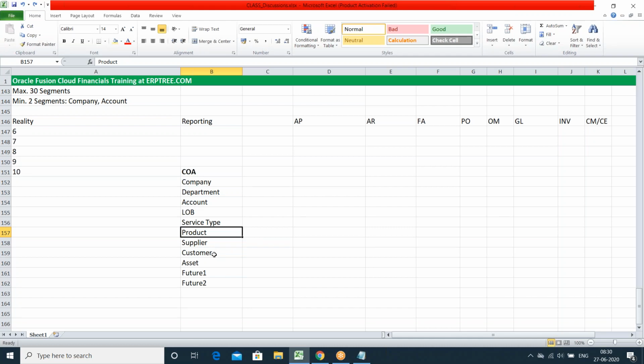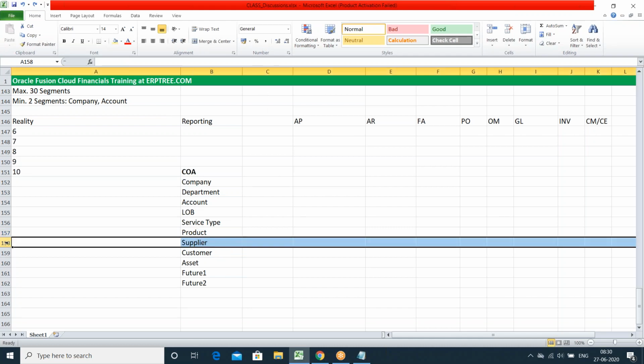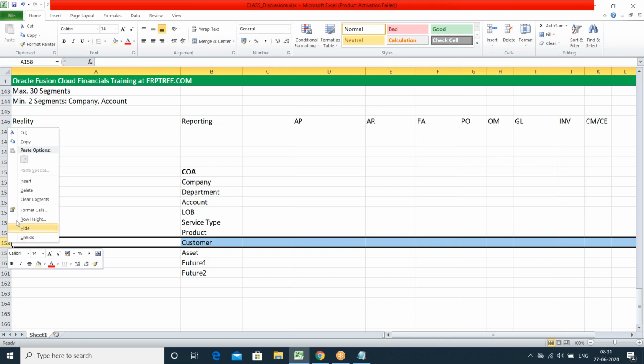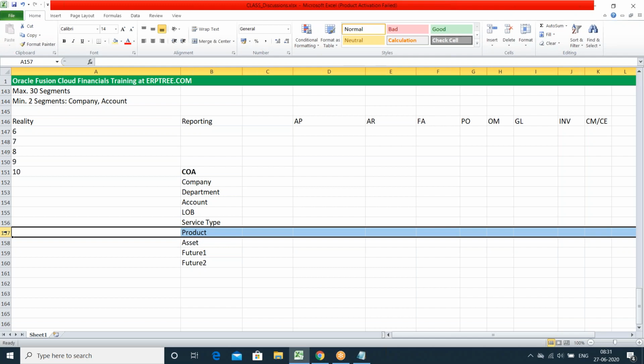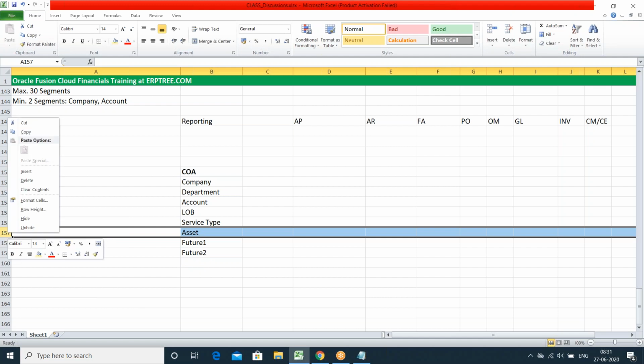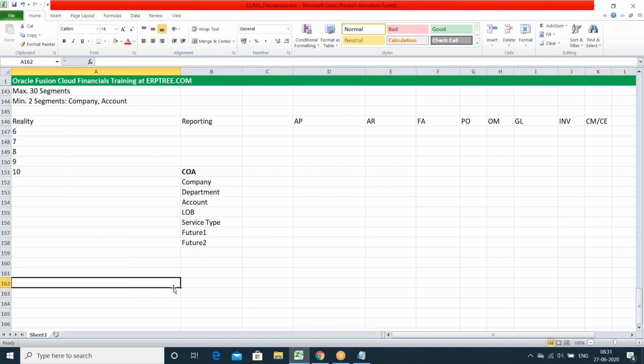That means you should not take supplier. Supplier is only required in AP, and along with AP, maybe in the PO application also. So the supplier element is specific to an application. You should not take it into the chart of accounts. Customer is also specific to receivables and order management. You should not take it. Product, you don't need to take. Products and all you can maintain within inventory. Until unless there is a strong reason to take it, otherwise you should not take it. Assets you maintain within fixed assets.